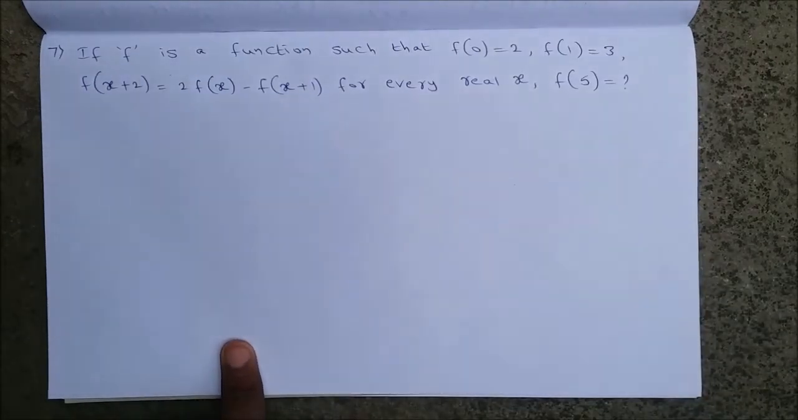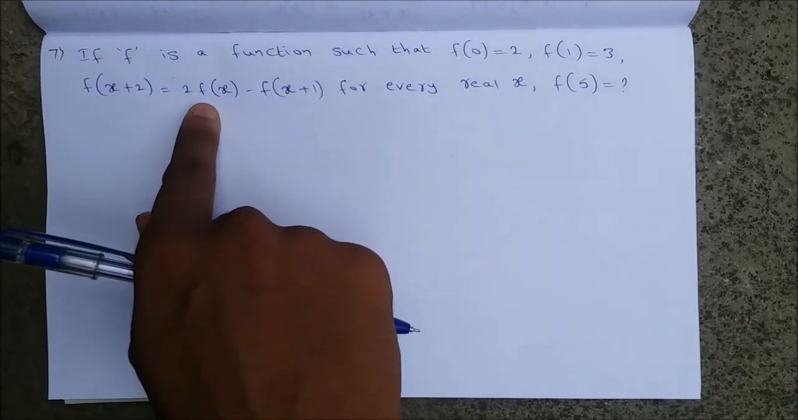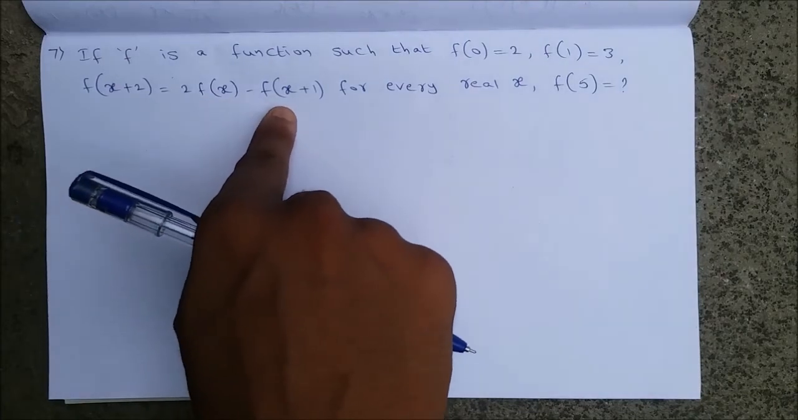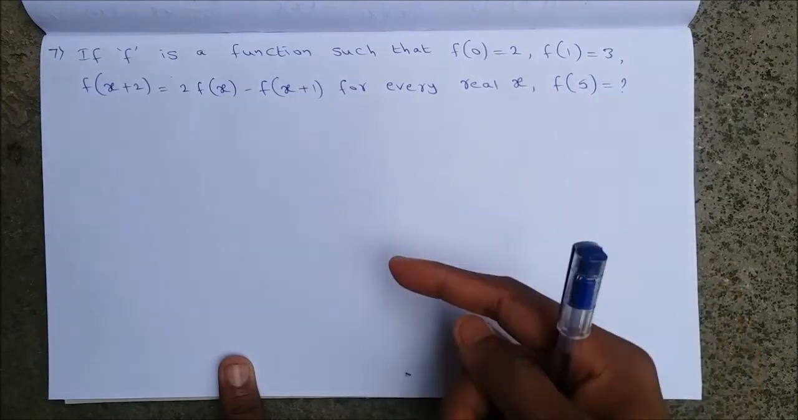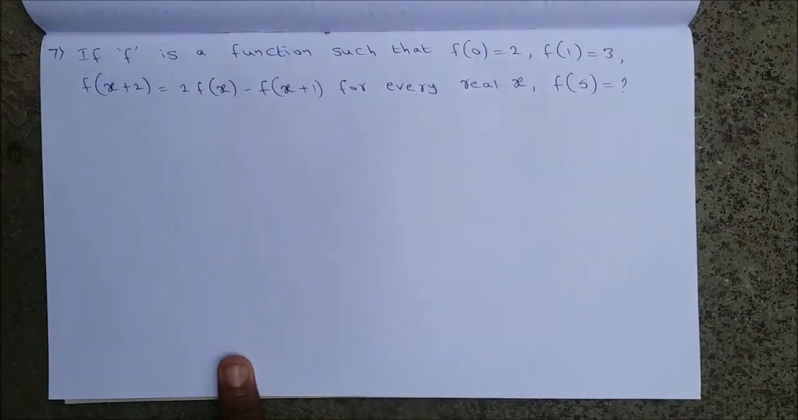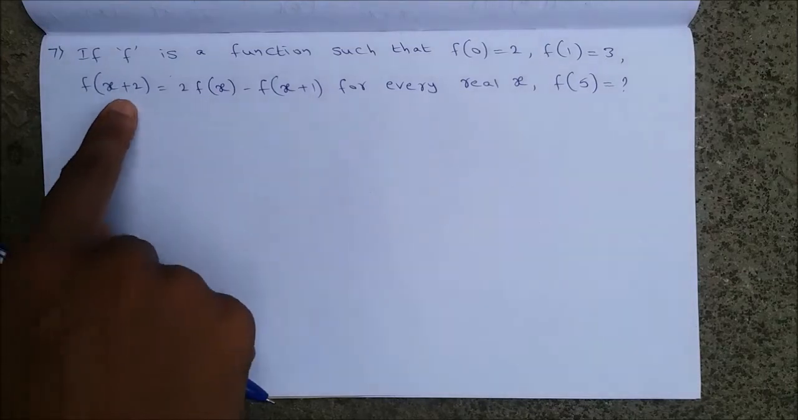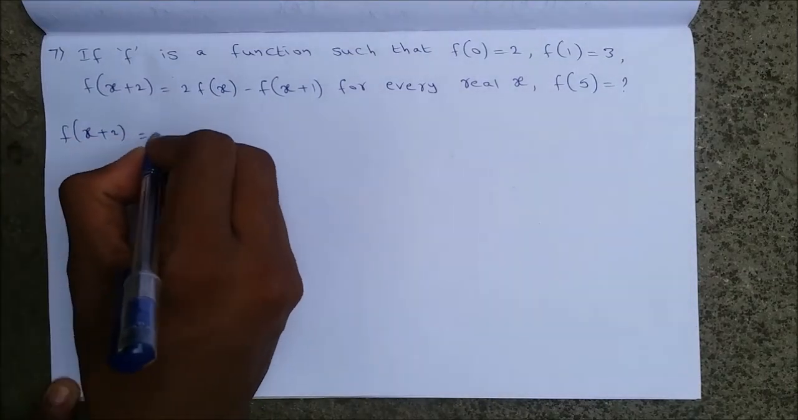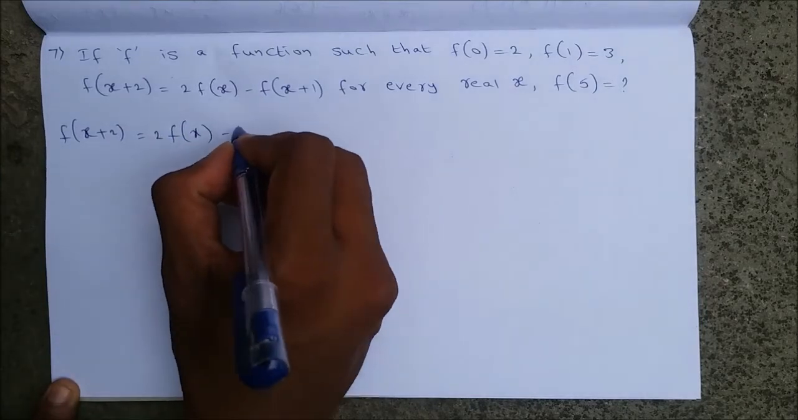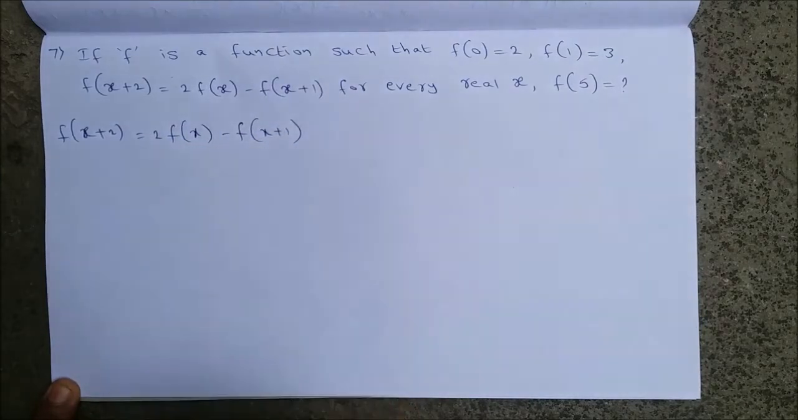Okay, the next question is: if f is a function such that f of 0 is equal to 2, f of 1 is equal to 3, f of x plus 2 is equal to 2f of x minus f of x plus 1 for every real x, then find the value of f of 5. So here I am taking the given function, that is f of x plus 2 is equal to 2 times f of x minus f of x plus 1.